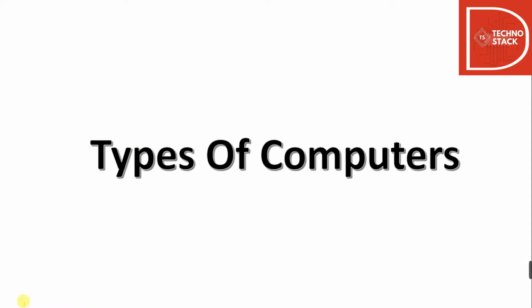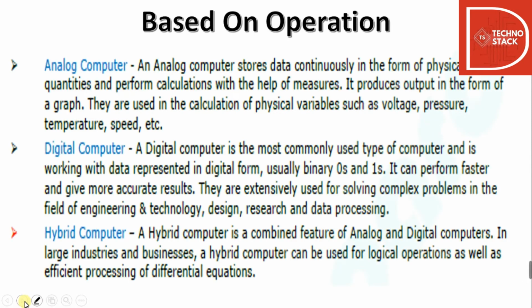So we'll be seeing various classifications of it. First is based on operation. On the basis of operation, there are three types of computers, that is analog computer, digital computer and hybrid computer. You will see everything one by one. So first is analog computer.